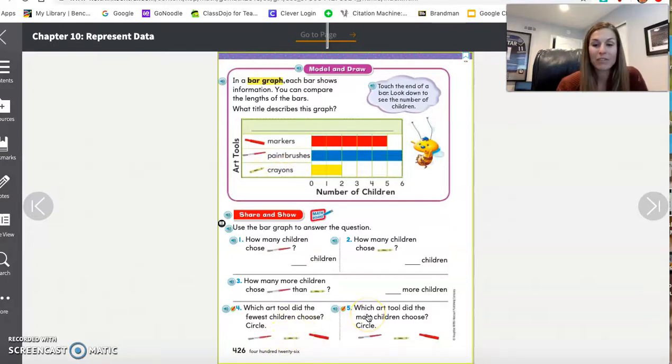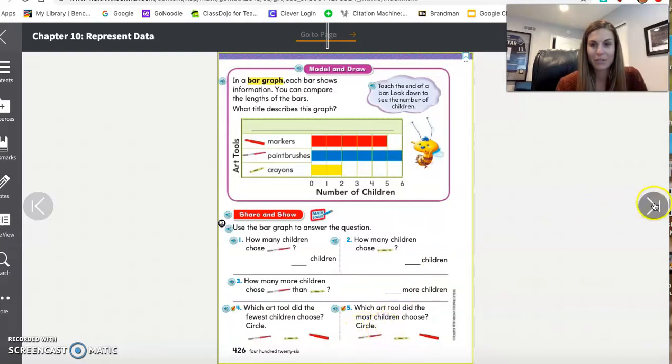And then number 5, which art tool did the most children choose? Now again, a bar graph makes this super easy for us to look at. The most, look at the longest one. And you should have said paintbrushes. So circle your paintbrush.